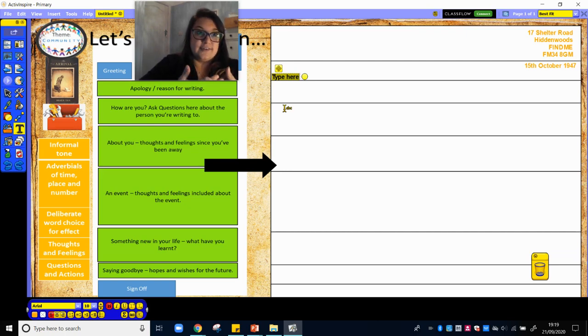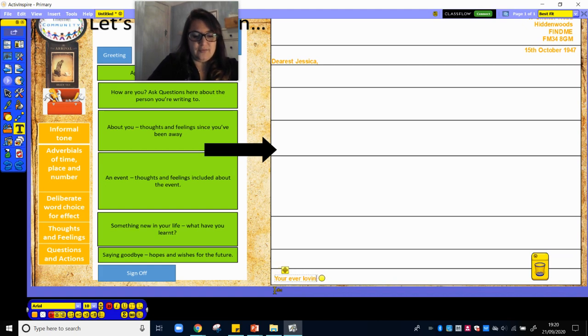How might I address her? Dearest Jessica. I don't know if that's her name or not, but I've chosen one. So, dearest Jessica. I could maybe do something like my beloved if I wanted. And I know who I'm signing it off from. Your ever-loving husband, Hector. I've decided he looks like a Hector. He should be called Hector.